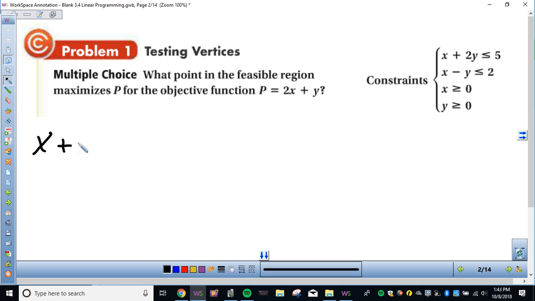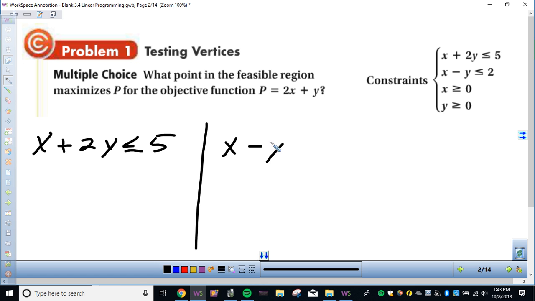So x plus 2y less than or equal to 5. And x minus y less than or equal to 2. Write those four equations down. These two equations on the side, x is greater than or equal to 0 and y is greater than or equal to 0, forces the graph into quadrant 1.